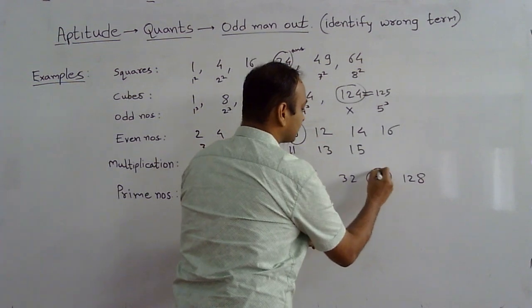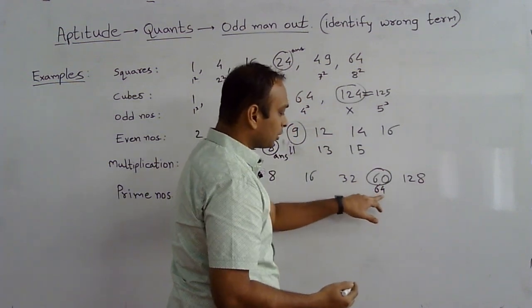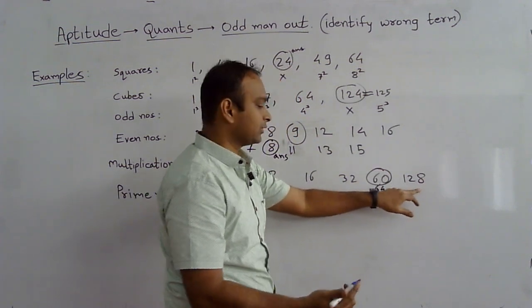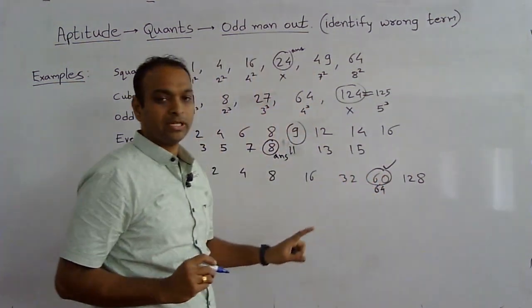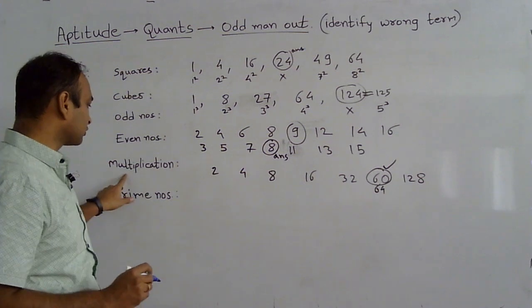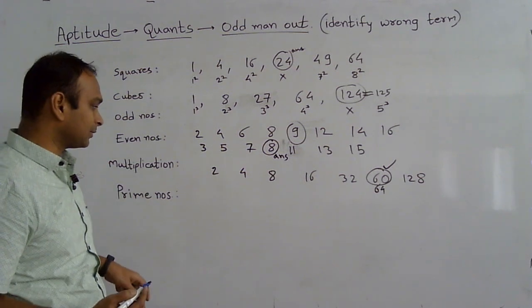But here we have 60, which is the odd term. Double of 64 is 128, which is the right term. And this is the odd term. This should be the answer of this series. So that could be a multiplication type of example.